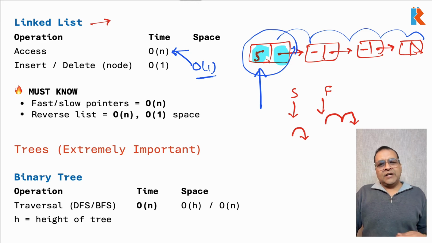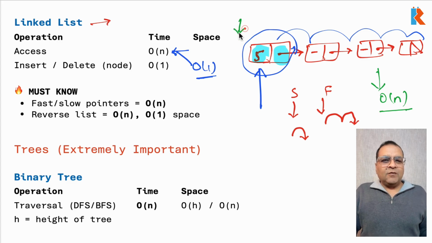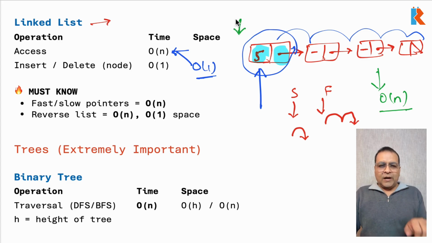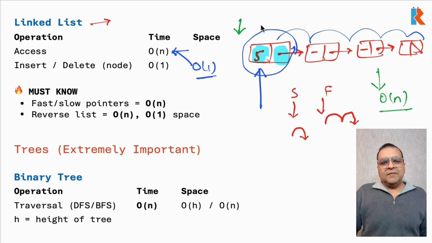For example, if you want to check whether a loop exists in the linked list or not, you will use slow and fast pointer. Typically, if you want to reverse a linked list, the time taken to reverse the linked list will be big O of n. If you want to insert an element at the head of the list, which means that you want to make that element as the first element of the list, then the time taken will be constant.